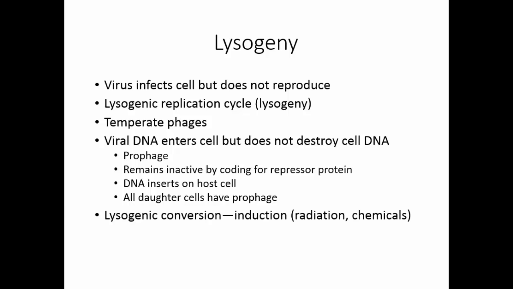At some point in time, a temperate phage can become a lytic phage. This is called lysogenic conversion or induction. Things like ultraviolet radiation or chemicals may act as the induction agent. At that point, the prophage comes out of the host DNA and the virus completes the lytic cycle.